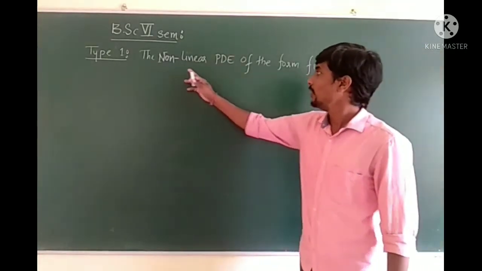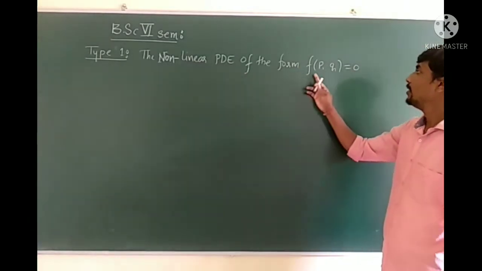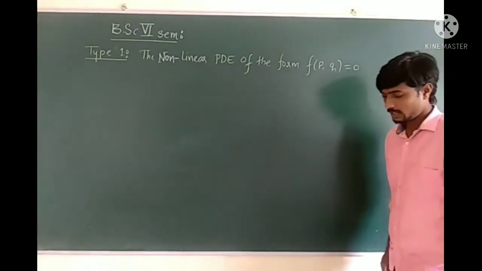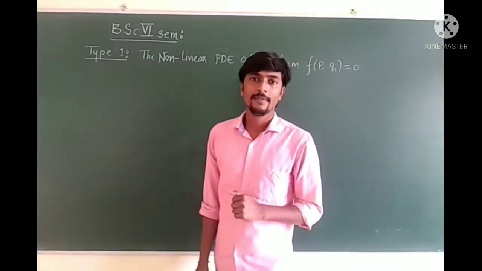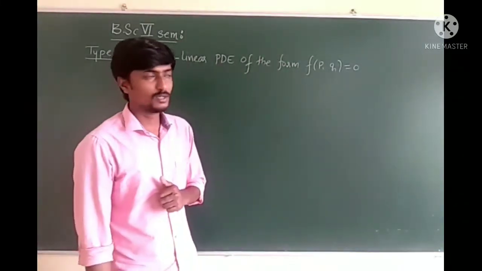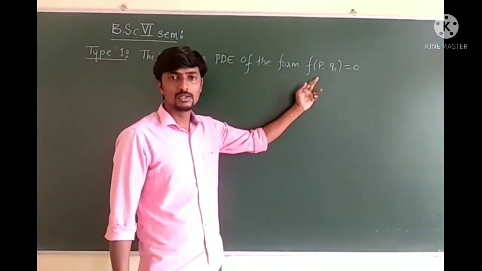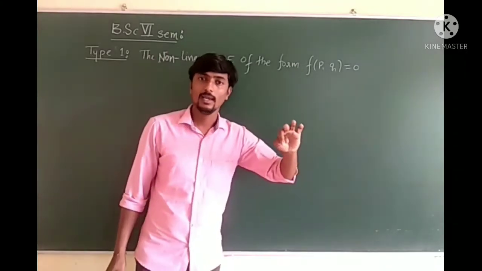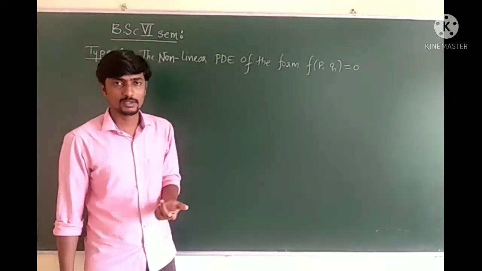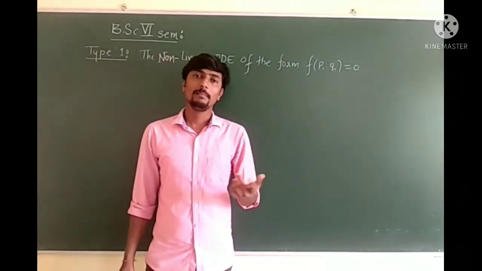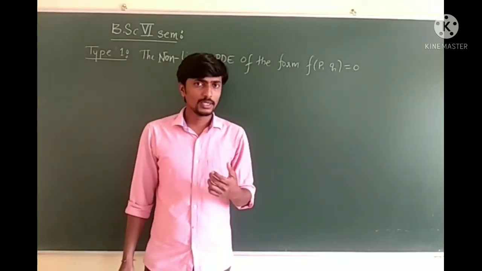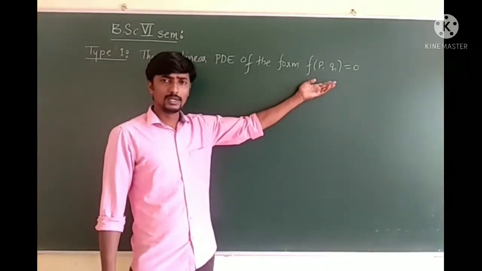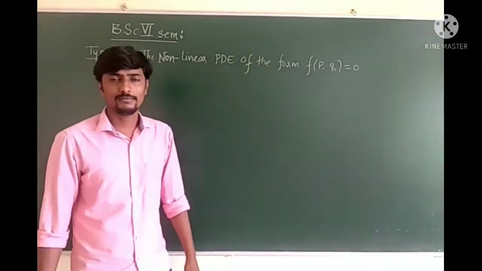It is the non-linear PDE in the form f(p, q) = 0. It means that the given partial differential equation, which is non-linear, does not contain the variables x, y and z. So there is an absence of dependent and independent variables. Okay, so this is one type of non-linear partial differential equation.